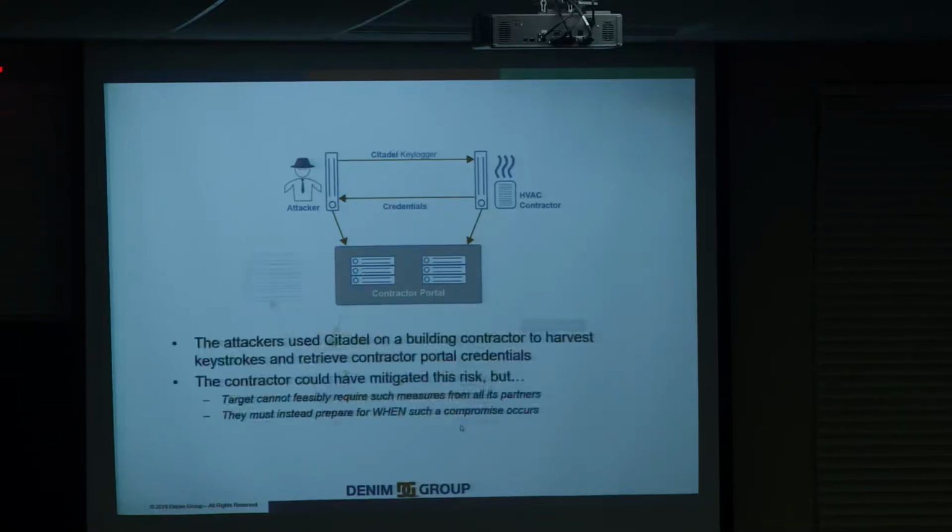So let's look at what happened. First thing they did, as many talks already in this conference have asserted, attackers are going to want to try to get credentials first, right? They're not going to try anything sophisticated if something simple is going to work. In this case, simple being, let's go after one of those mom and pop HVAC contractors, get keyloggers on their machine so we can get some credentials. So the attackers use Citadel on a building contractor, harvest keystrokes, and get their password to the contractor portal.